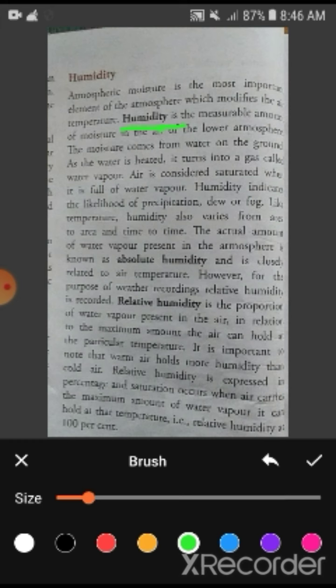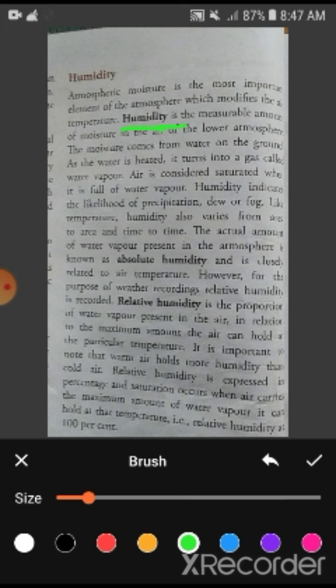Air is considered saturated when the air cannot hold extra water vapor or moisture. That means the water vapor present in the air reaches 100%, and the air cannot hold or absorb extra moisture. That air is known as saturated air. Humidity indicates the likelihood of precipitation, dew or fog. So humidity helps in the formation of precipitation, dew, fog, etc.